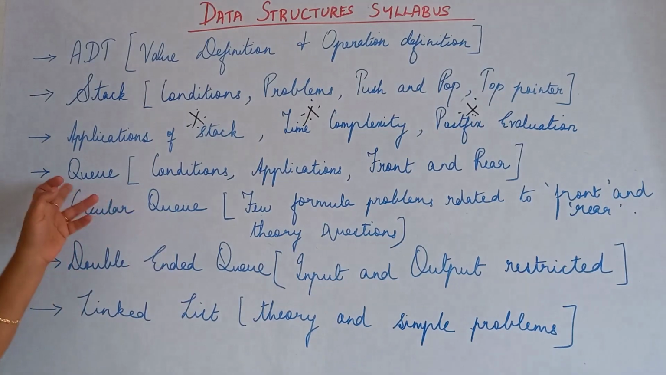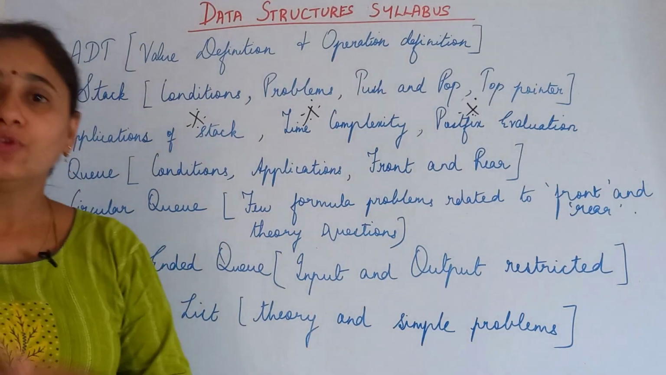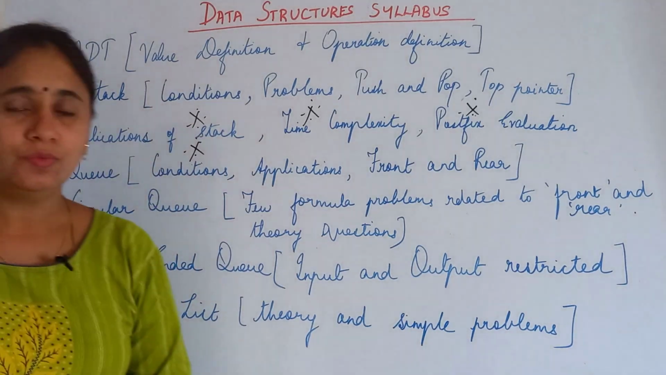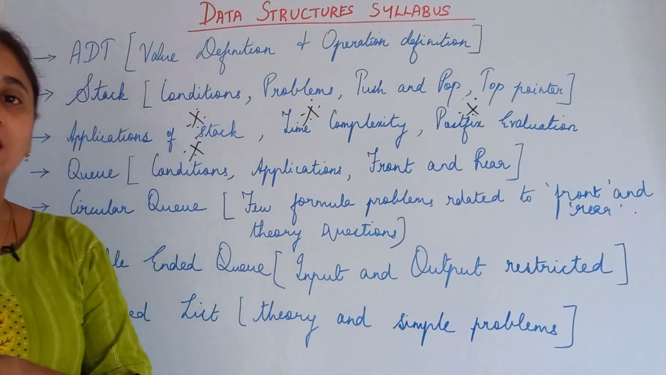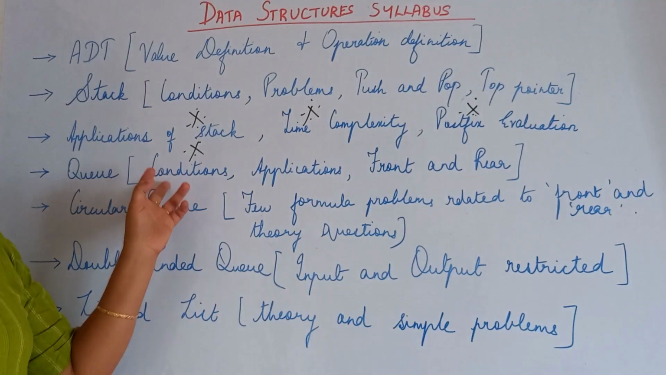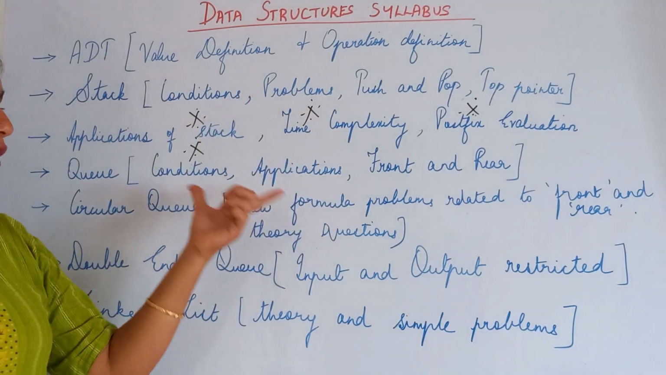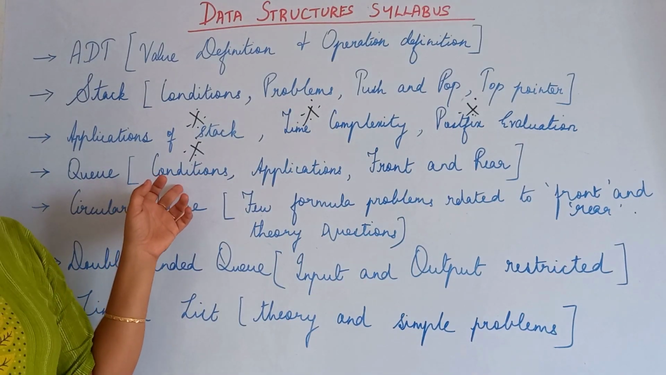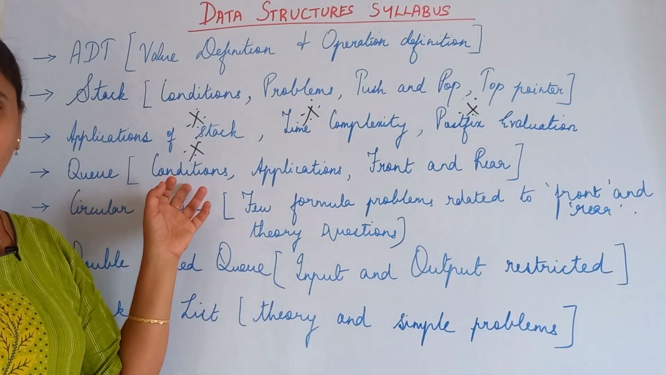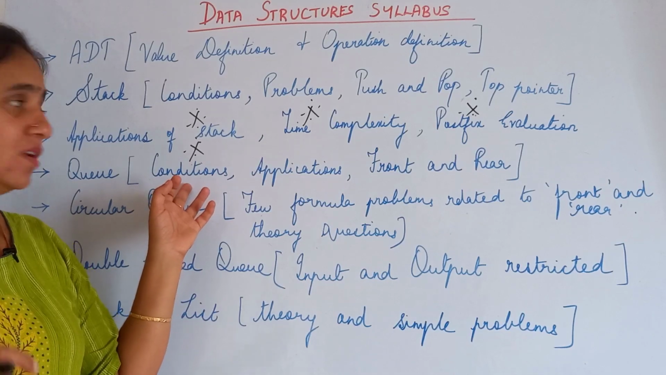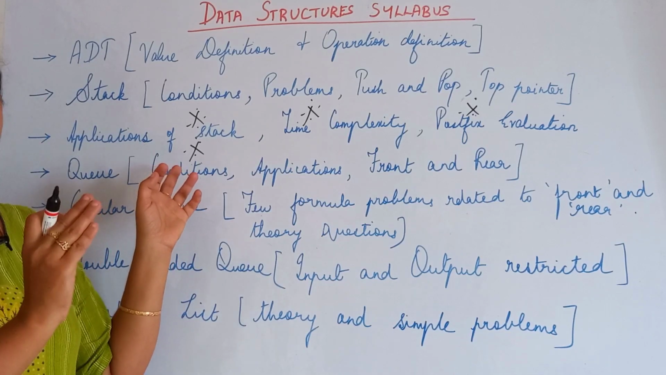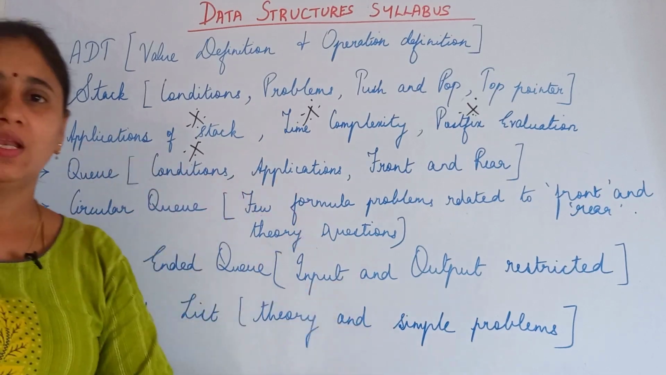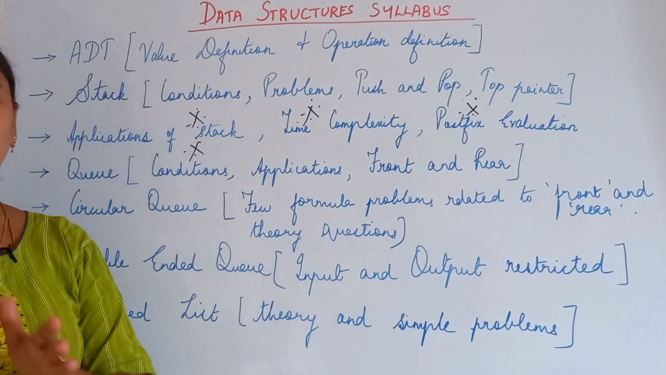Okay, so next is queue. Queue is also a very important topic of data structure. Under queue, we are going to make a clear focus on conditions, same as that of stack. We are going to study how the front pointer will be pointed, how the rear pointer will be pointed, how we are going to insert the element at the rear end, and how we are going to remove the element from the front end. So all these things we are going to discuss.